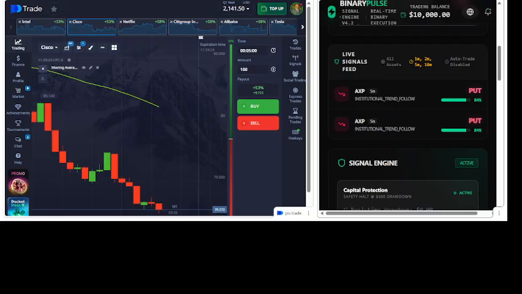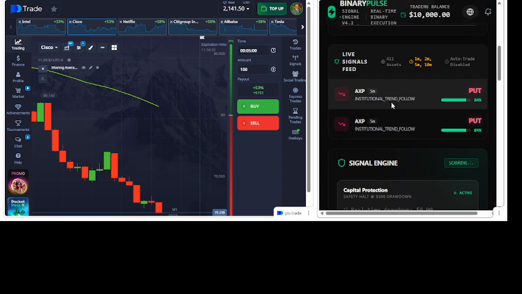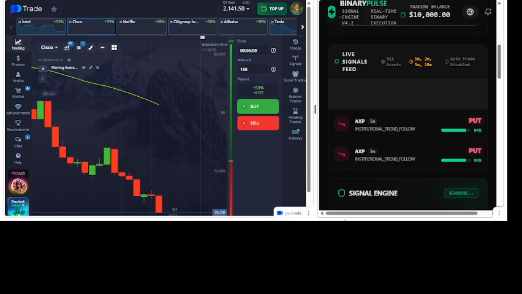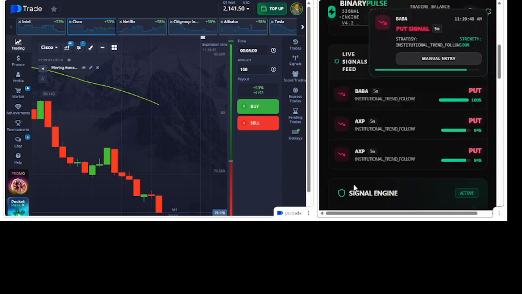I just wanted to show everybody the bot just generated its first signal when I turned it on. If you see here to the right of the screen, AXP, which stands for American Express stock, suggests a 5-minute put. However, American Express is not available currently on the Pocket Option platform, so I couldn't take the trade. All right, so let's wait for a trade that I can take.